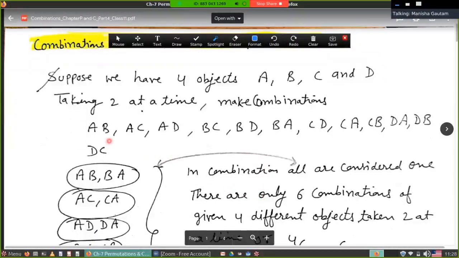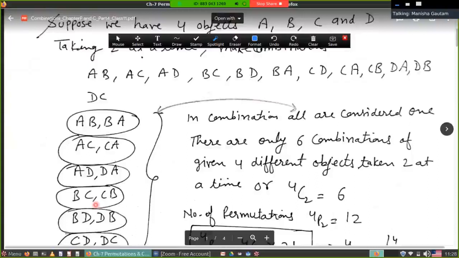In the case of combination, AB and BA both are considered as 1. In the case of arrangement, these are 2, but in the case of combination, these are 1. Similarly, AC, CA, AD, DA, BC, CB, BD, DB, CD, DC. In combination, all these pairs are considered as 1. There are only 6 combinations. If 4 different objects are given to you and you take 2 at a time, arrangements are 12, but combinations are 6.